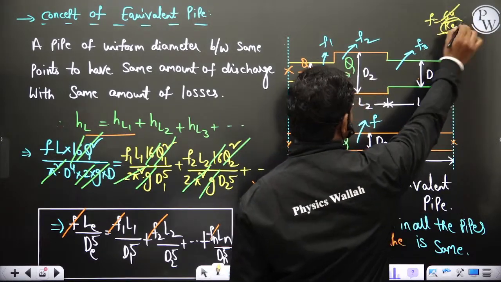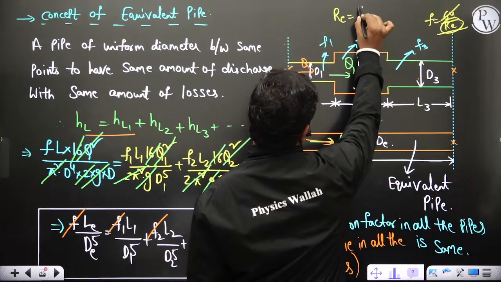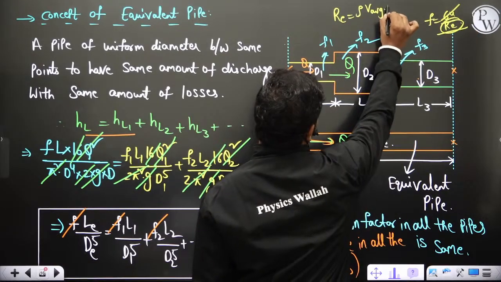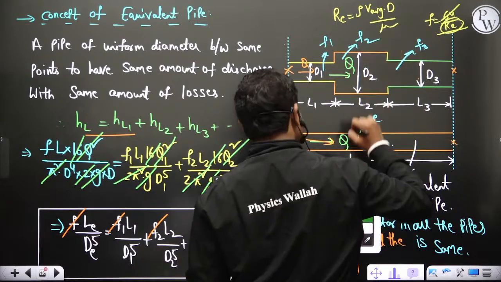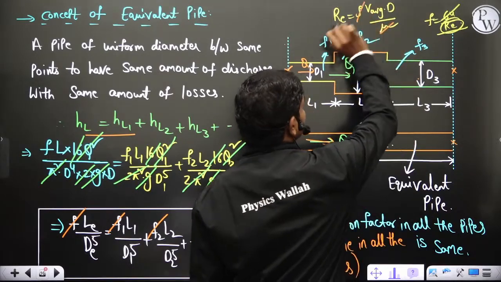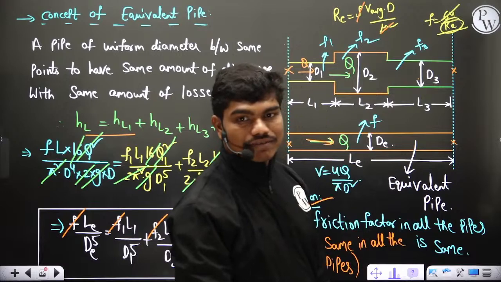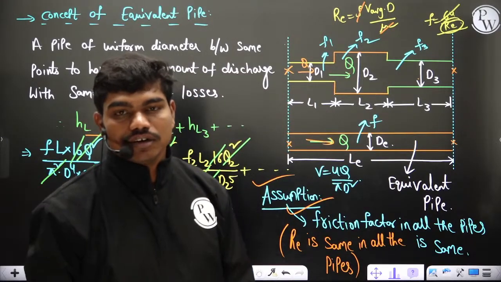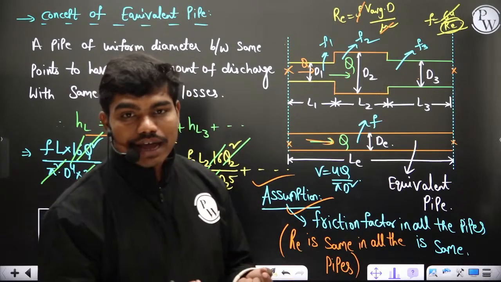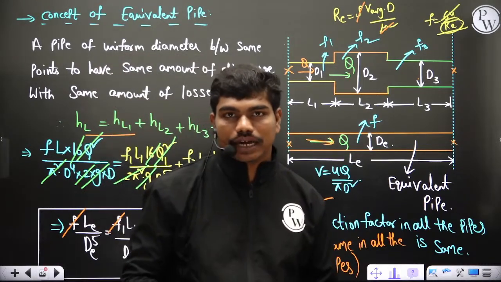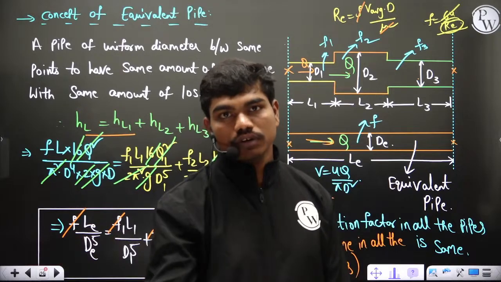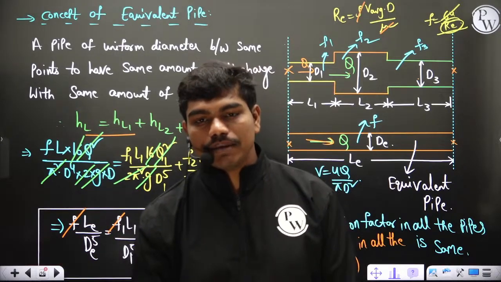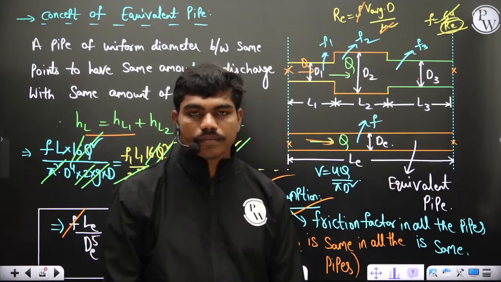To make this Reynolds number constant, where Reynolds number is rho V average D by mu, and these guys anyhow remain constant, V average into D is what you have to make constant in every pipe. Adjusting V average into diameter as constant is not an easy job actually, because discharge has to be the same in every pipe.